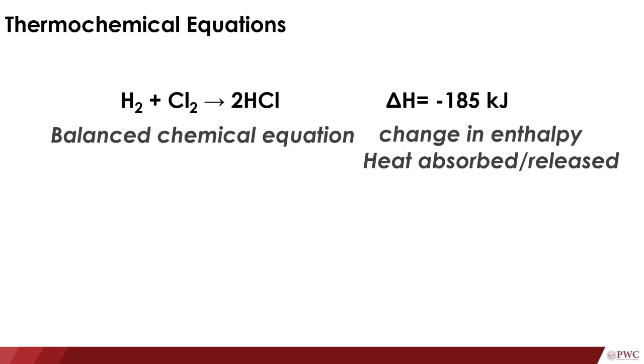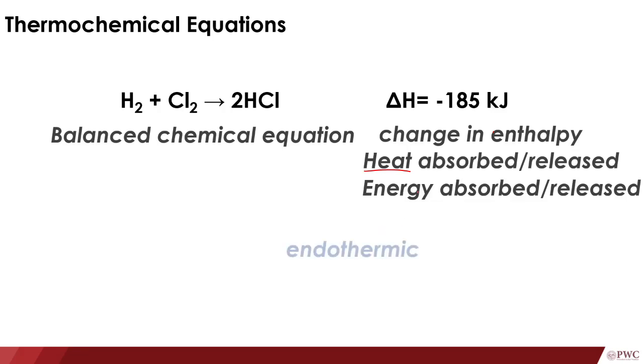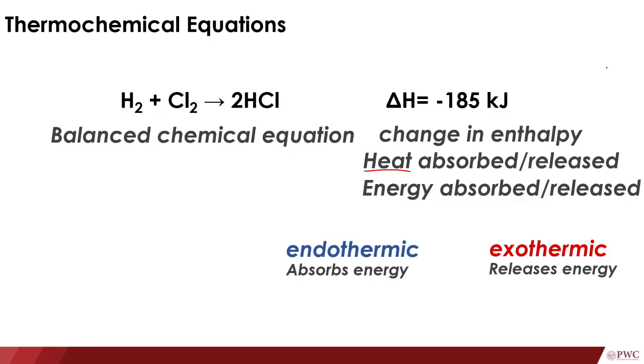Of course, heat is a form of energy, so energy can be absorbed or released during a chemical reaction, and this energy is in the form of heat. So we have two types of chemical reaction. It can be endothermic or exothermic. Endo means inside, so these reactions will absorb energy, while exothermic reactions release energy.